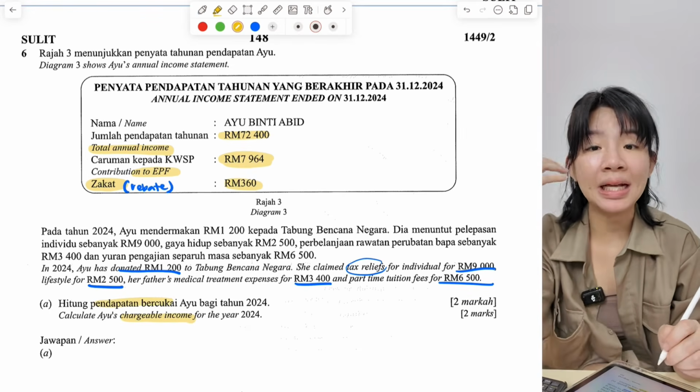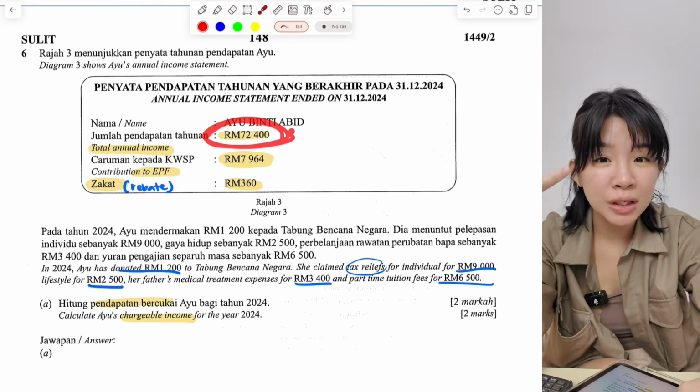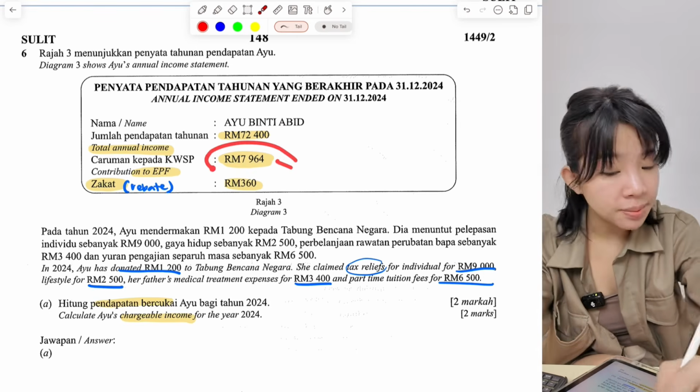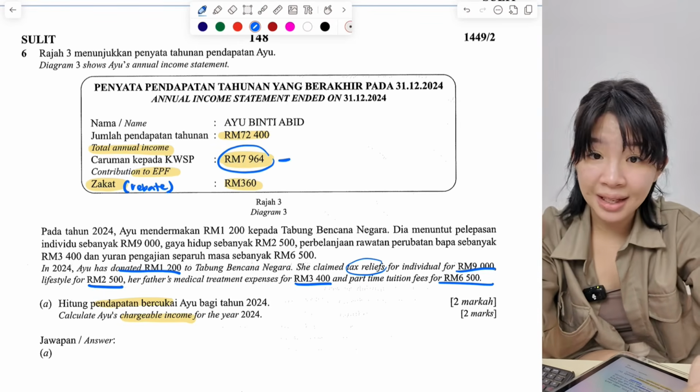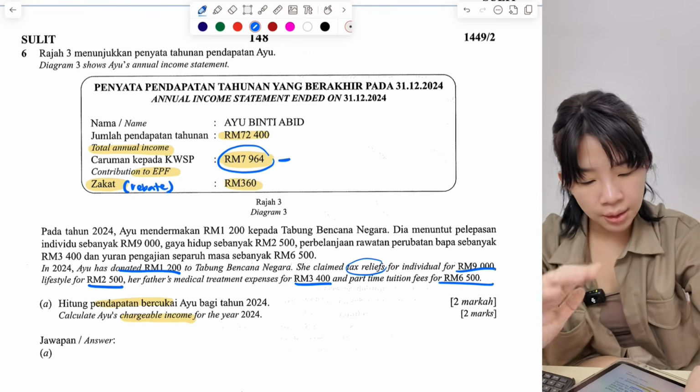Income that will kena tax. Okay, so this is the annual income. It's not the whole thing will kena tax. So we need to minus. Okay, minus what? Okay, we can minus KWSP. This one, yes. How about zakat? No. Zakat, remember, we minus last. Okay, this one we just ignore.